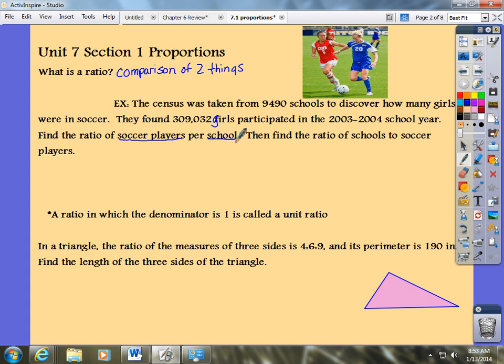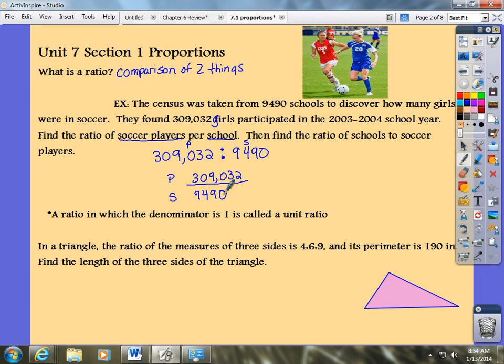Okay, so we want the soccer players, which is 309,032, to schools, 9,490. Okay, then find the ratio. So this is players to school, and you can write it this way, or you could write a ratio this way with the one you want, the players per school, which is 9,490. Okay, so that was our first part.